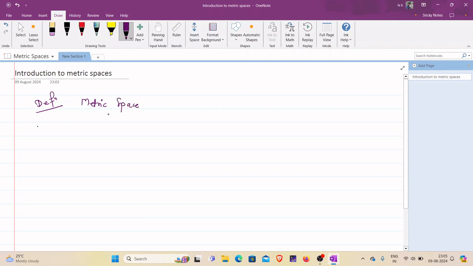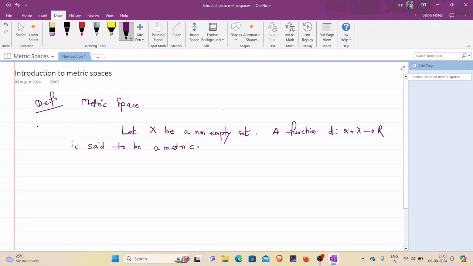Okay, so let X be a non-empty set. A function d from X cross X to real numbers is said to be a metric on X if it satisfies the following conditions.